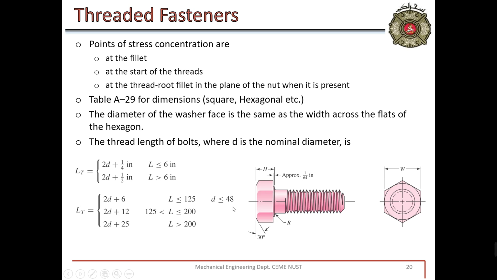Usually we have LT, which is the length of the threaded portion. If you know the diameter of the bolt, which is D, and the total length of the bolt, this length of the bolt starts from the bottom of the head, and from this point to this point, this is capital L. From this point to this point, this is LT.